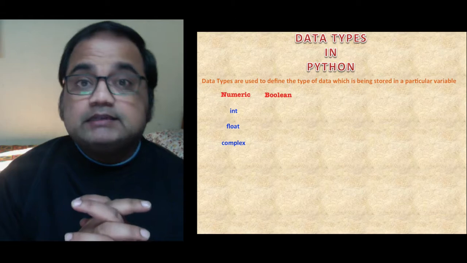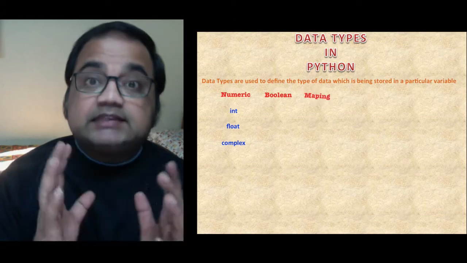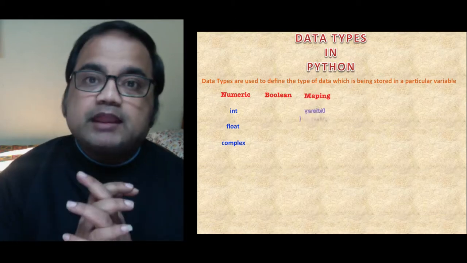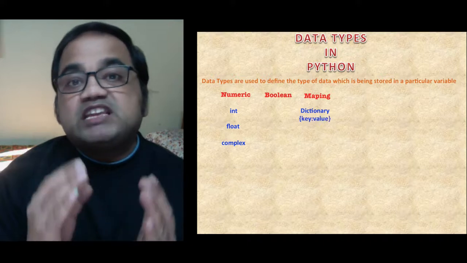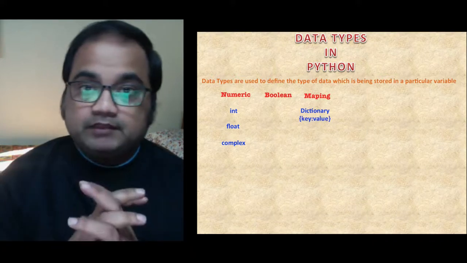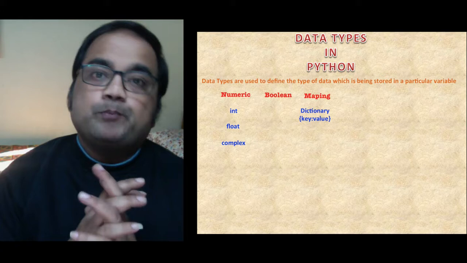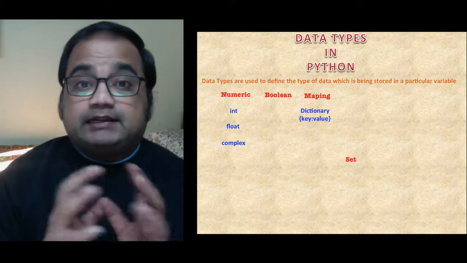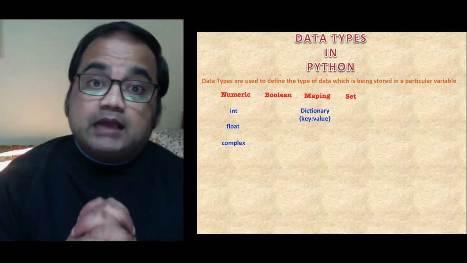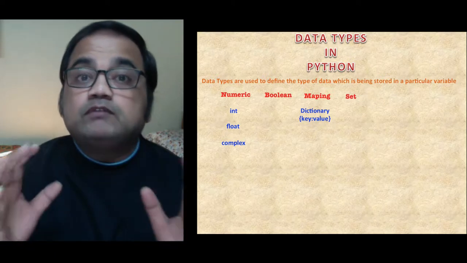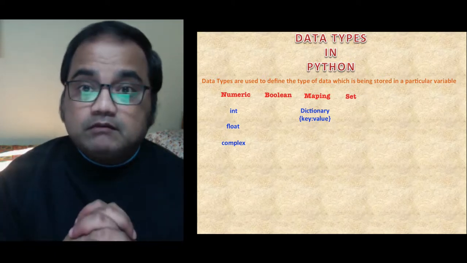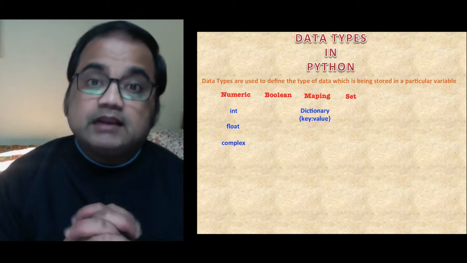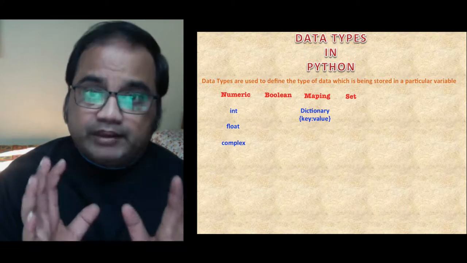Next is the mapping data type, that is a dictionary. A dictionary is a collection of key value pairs, right? Now, next is set. Sets are a collection of several values.